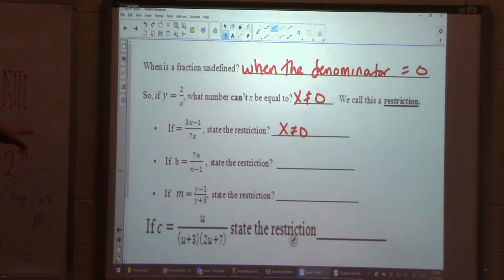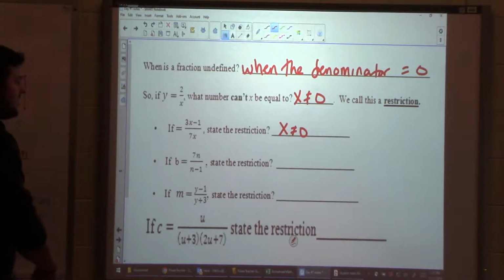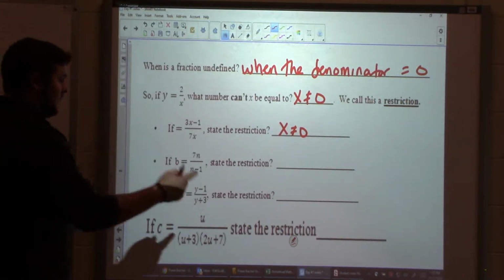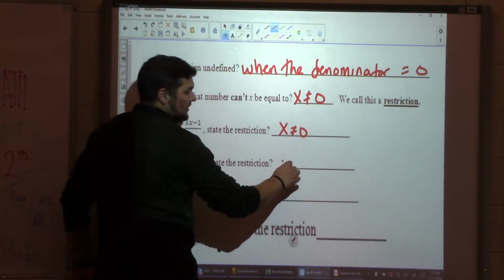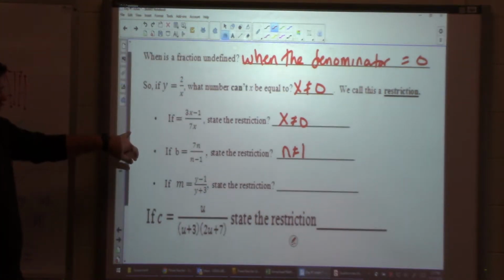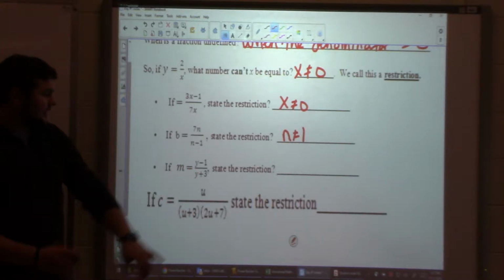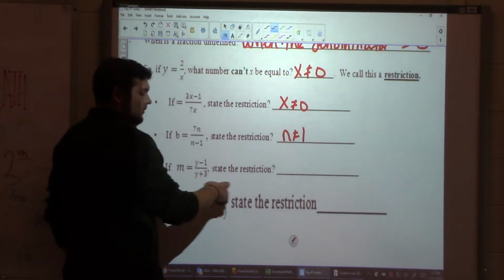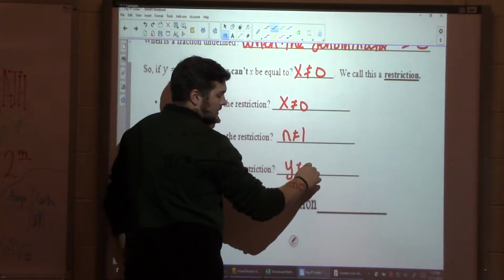What about the next one there? 7n over n minus 1. n cannot equal 1, right? 1 minus 1 would be 0. So n cannot equal 1. You understand? Good. What about this one? y minus 1 over y plus 3. Negative 3. y cannot equal negative 3.